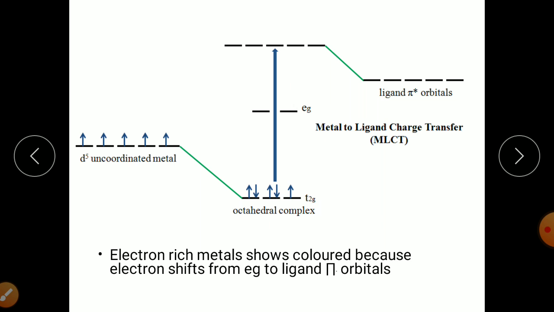Here, one is pi acceptor or pi donor ligands. So it depends on either the formation of a metal to ligand covalent bond or ligand to metal covalent bond. Based on that, its charge transition takes place. The electron rich metal shows color because of its Eg to the pi orbitals transition. This energy gap should be very small, and they are colored complexes.